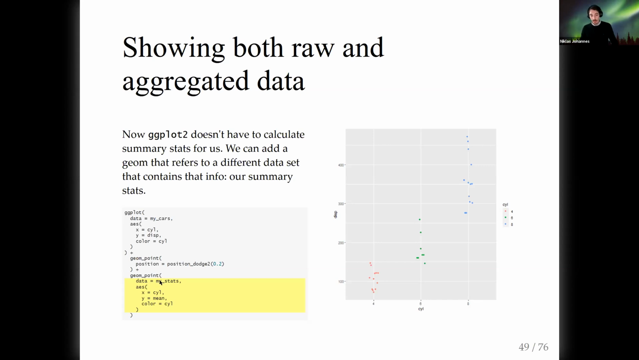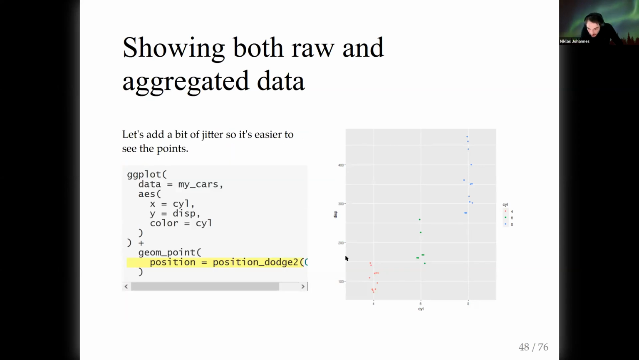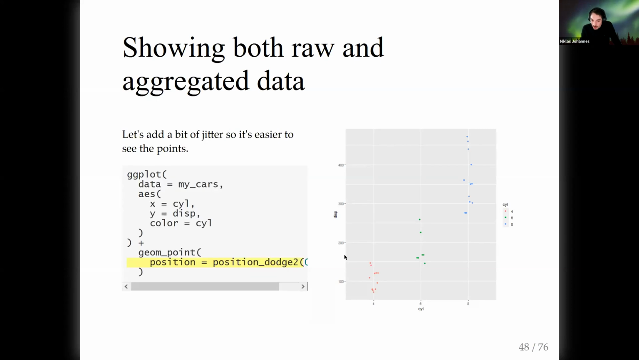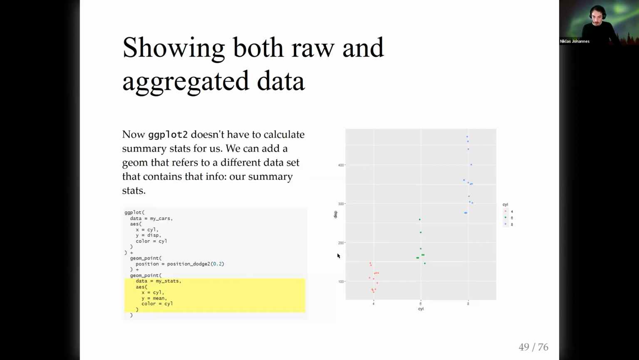So here we have our stats. We tell it, hey, the cylinder is the same. That's on the x-axis, but this time use the mean, please, and color according to cylinder. And I don't know whether you can see the difference. I'm going to make that clearer in a bit. If I'm going back and forth, you can see 3 points disappearing, and those are the means. So it added means as points in there.